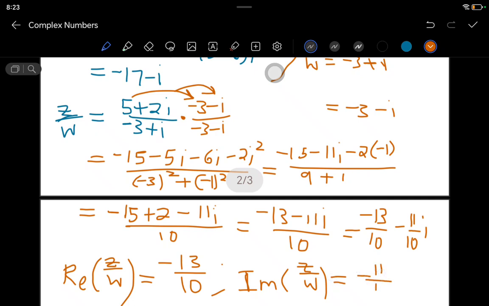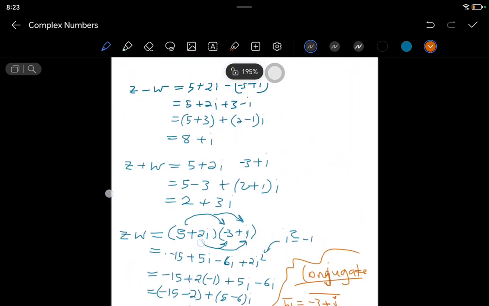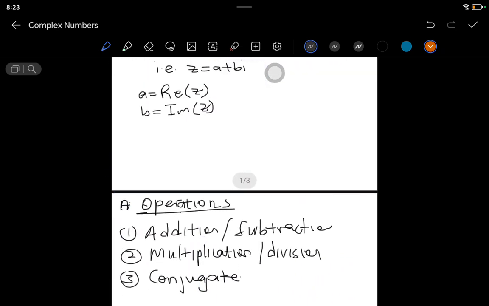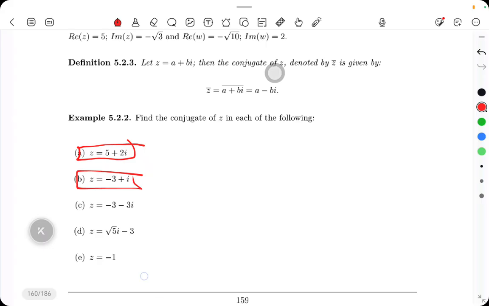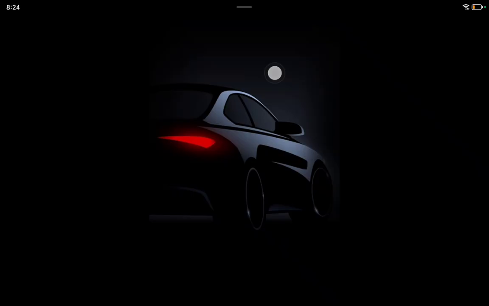Now let's see. Let me see what else we can look at from these operations. Yeah, I think these operations are fine so far. Let's look at the guide. We can look at the guide, then we'll look at this.